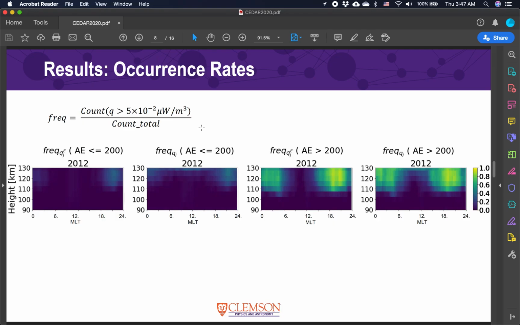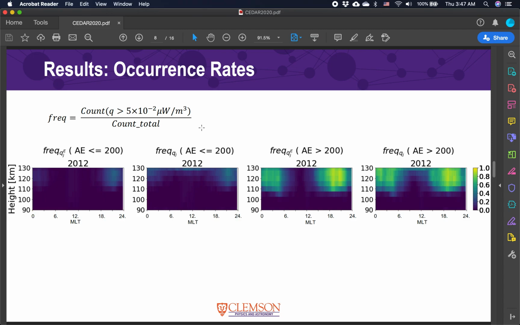Then let's see the statistical results. First, let's see the occurrence rates. In this study, I calculate the occurrence rate in this way. I first count the total measurements in each grid, and also count the measurements that are above a threshold. Then I calculate the frequency, the occurrence rate, for each term.